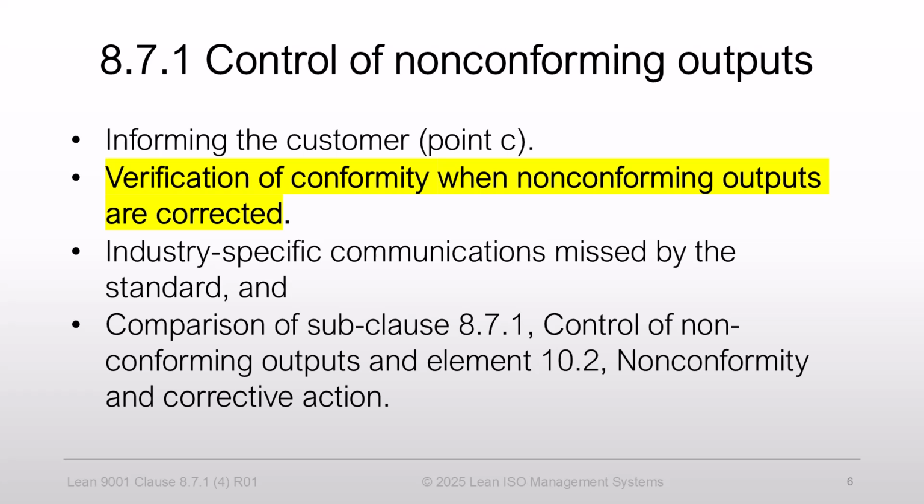Verification of conformity when non-conforming outputs are corrected. Finally, once a non-conforming output has been corrected, the organization must verify that it now conforms to the requirements. This ensures that the issue has been fully resolved and that the product or service meets its requirements. As a rule, we verify conformity through established processes that detect the nonconformity in the first place. They may be visual inspection, electric, mechanical, or chemical tests, functional performance tests, and others. We often document such verification in job travelers, work orders, or within the nonconformity or deviation reports.